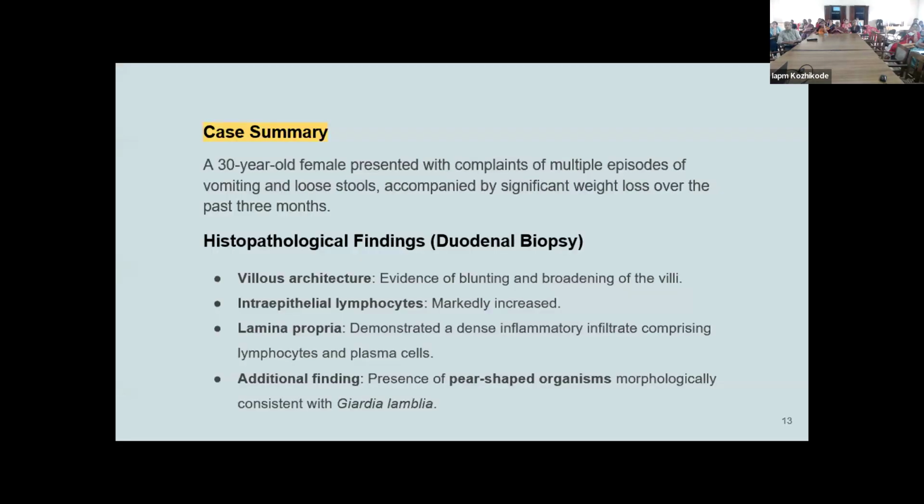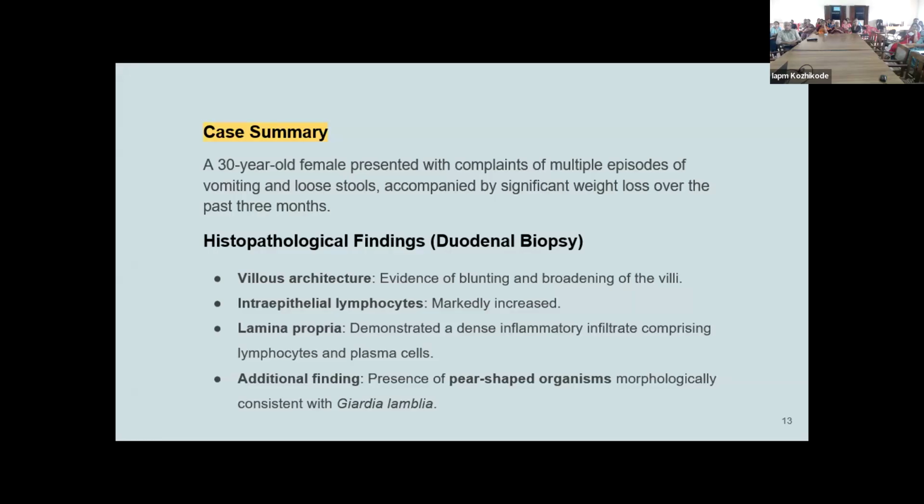So to summarize, a 30-year-old female presented with complaints of multiple episodes of vomiting and loose stools, accompanied by significant weight loss over a period of 3 months. In presence of this organism, we called her to know about travel history, and it was found that she was residing in Punjab for the last 1 year.